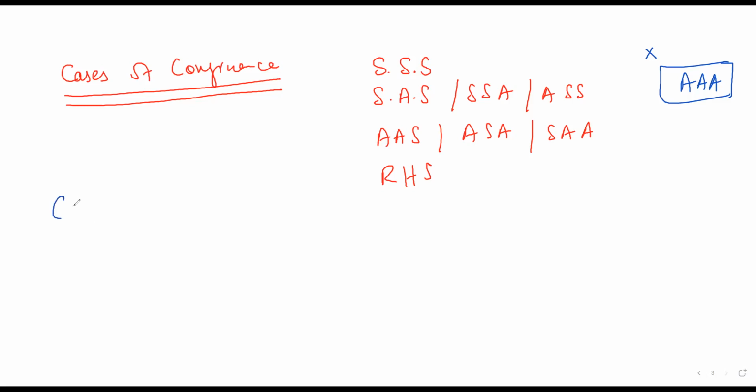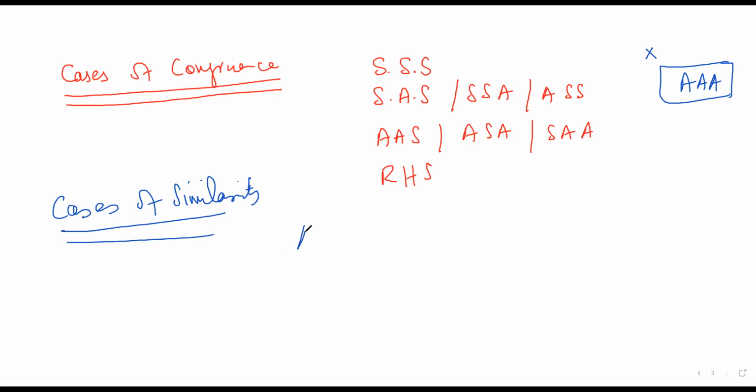Now, the cases of similarity. The very first case of similarity is angle, angle. And you can put the third angle as well. Obviously, if two angles are equal, the third pair of angles is automatically going to be equal. Okay. So if you prove that two corresponding angles of a pair of triangles are equal, then you can easily say that these two triangles are going to be similar to each other.